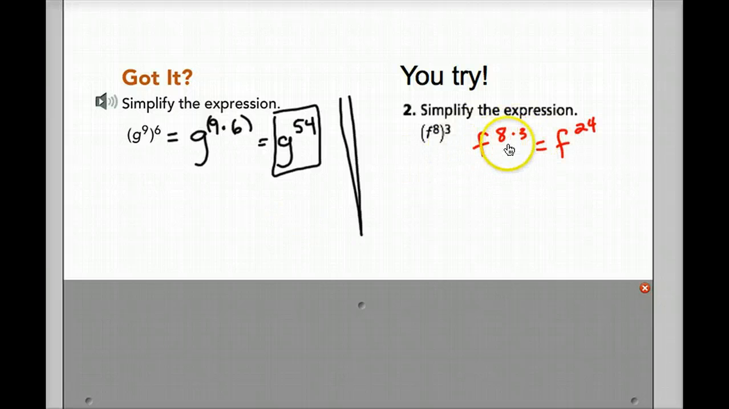Okay, and again, we should have gotten f to the 24th power. How did you get that? F to the 8 times 3, because we are multiplying 8 and 3. That is our final answer.